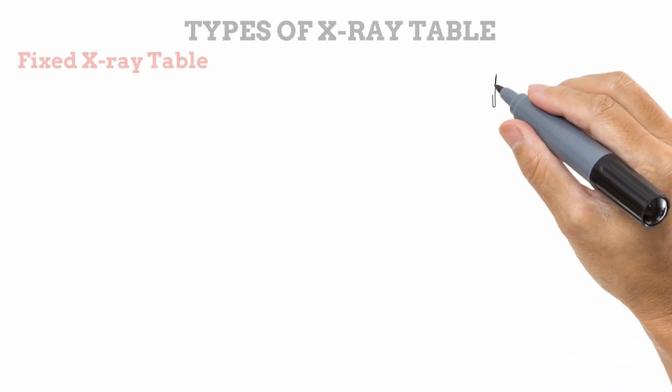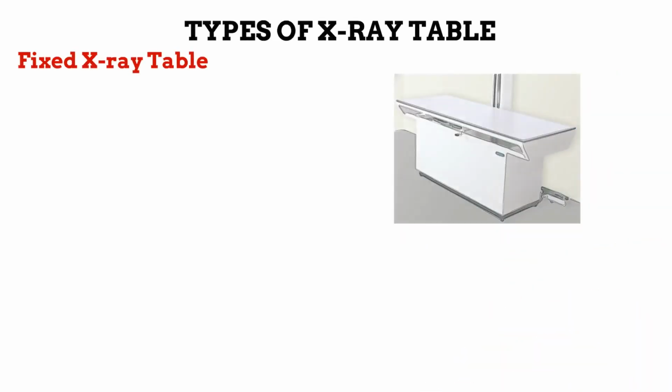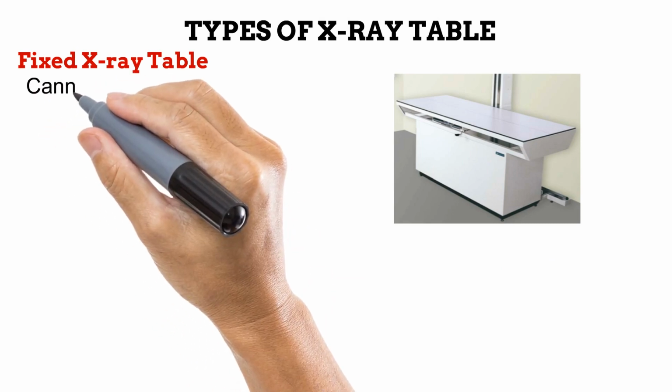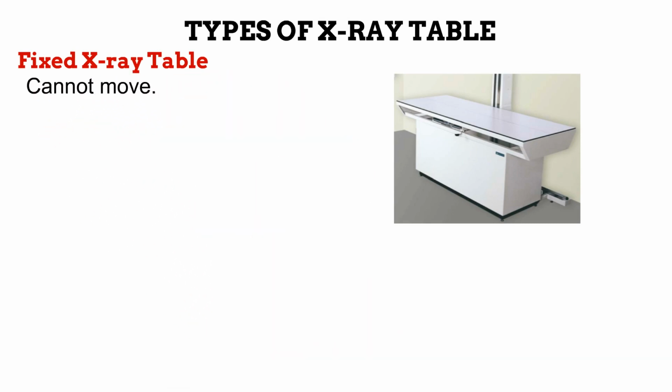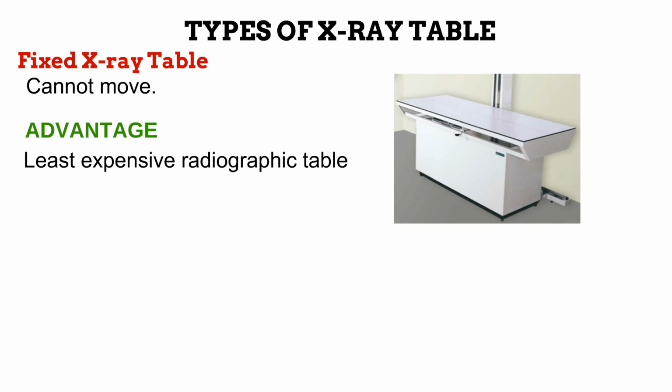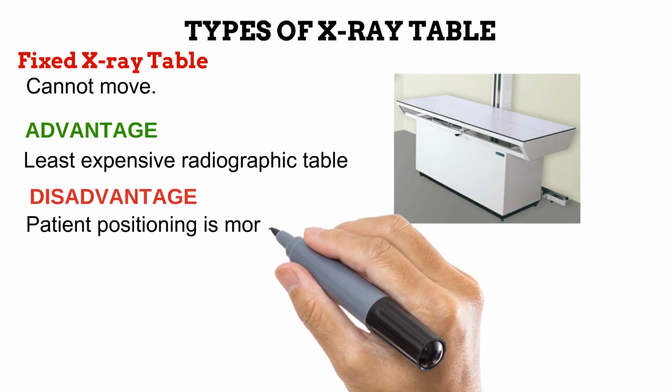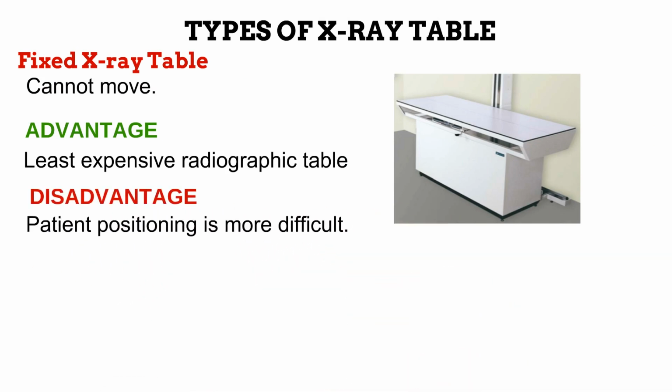There are three common types of X-ray tables. First is the fixed table. This cannot be moved during an examination. It is usually less expensive. However, because it is stationary, patient positioning can be more challenging.